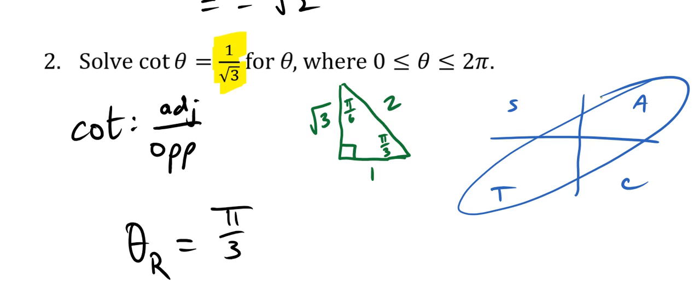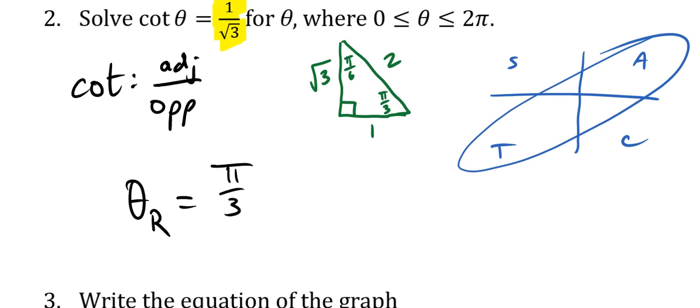So we have 2 possible answers. The cotangent of those 2 angles will give me 1 over root 3. Right? So I've got 2 possible answers. One of them's in quadrant 1, so that's just equal to the related angle. And the other is in quadrant 3, and in quadrant 3, we use our little formula.